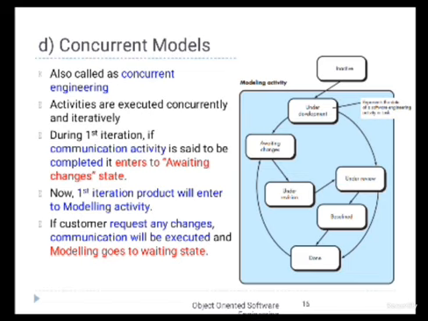Next one is the concurrent process model. It is also called concurrent engineering. Unlike the waterfall model, different software development activities can happen simultaneously. For example, while one team is designing the software, another team may already begin testing an earlier model. If customers request modifications, the development process can immediately return to the communication phase without waiting for the entire project to finish. This model improves flexibility and reduces development time.